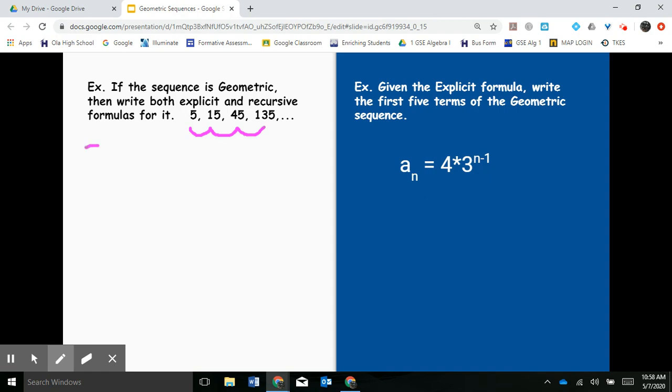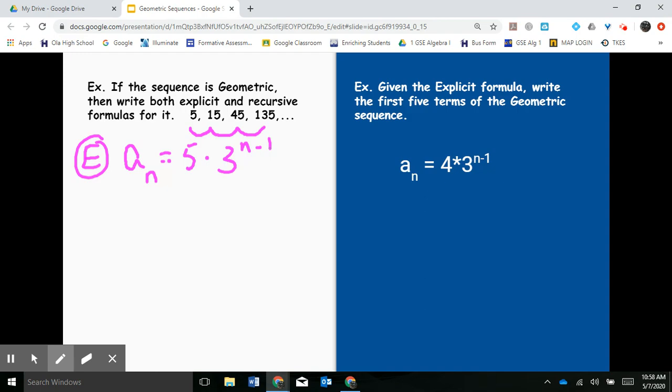So if I want to put it in the explicit formula, I would say AN. Remember, when they say formula, we always just use N. All right. First term is 5 times the common ratio we said was 3 to the n minus 1.